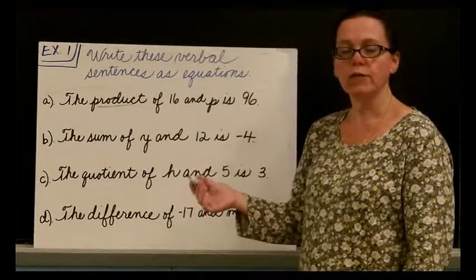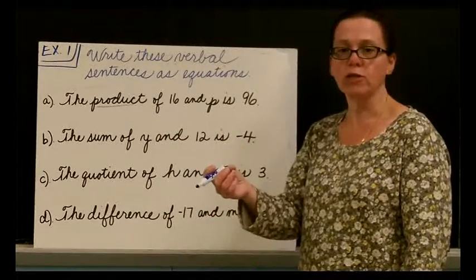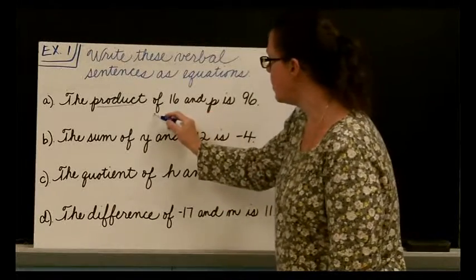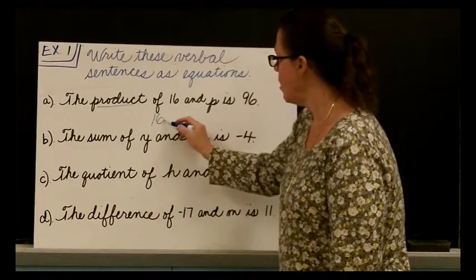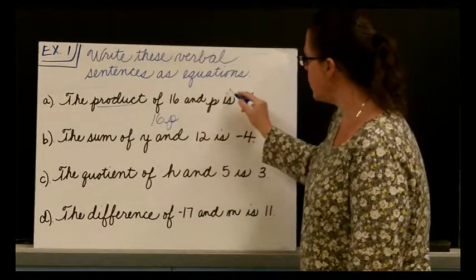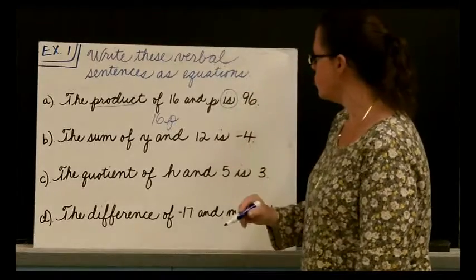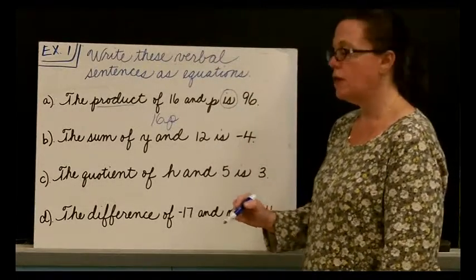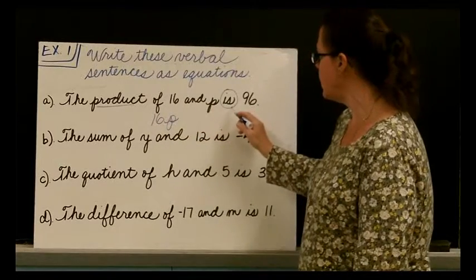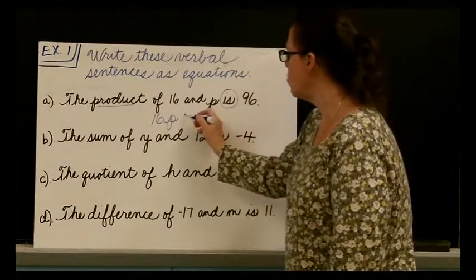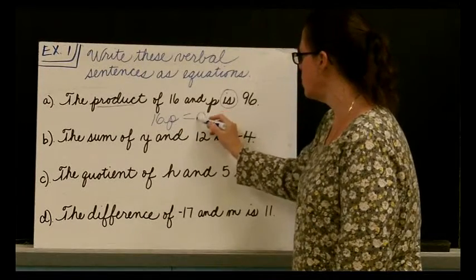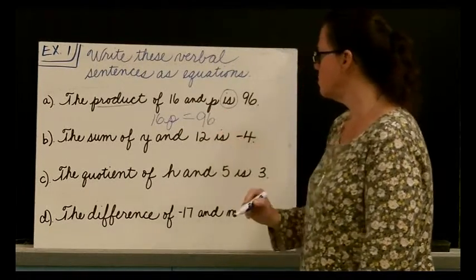Product, you know, is the answer to a multiplication problem. So we are going to multiply 16 and P. And in algebra and pre-algebra, we write that as 16P. Now here is another clue word, is. In this sentence, the product of 16 and P is 96. Well, that means equals. 16P equals 96.